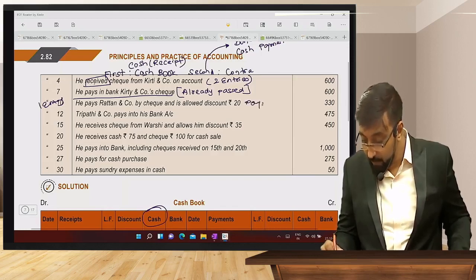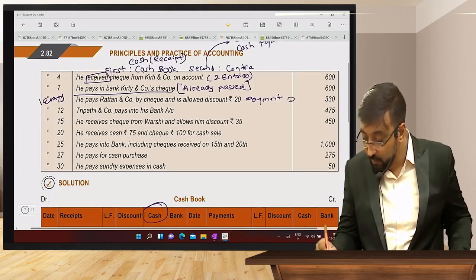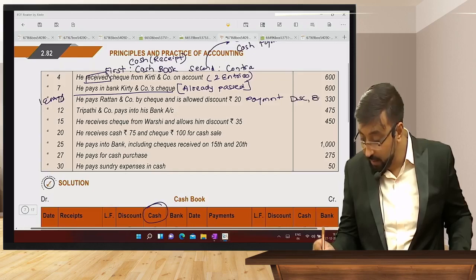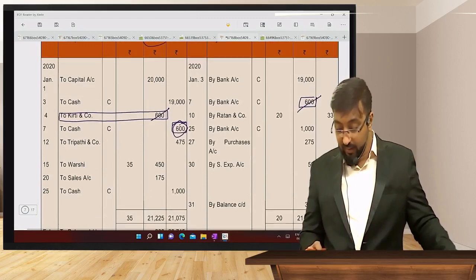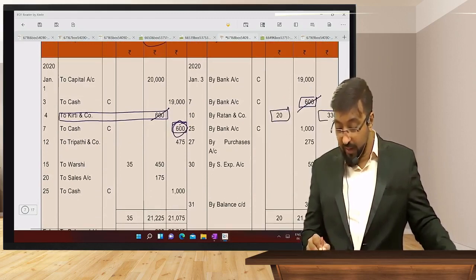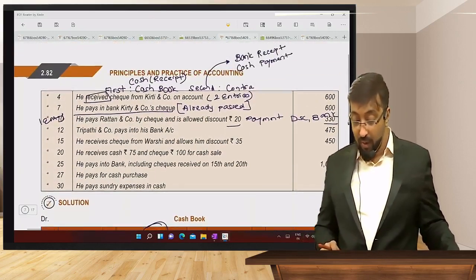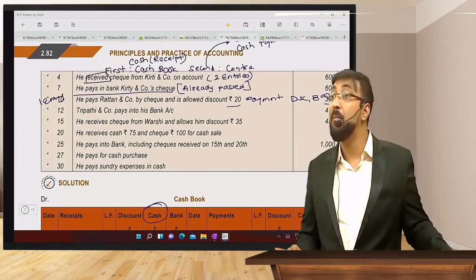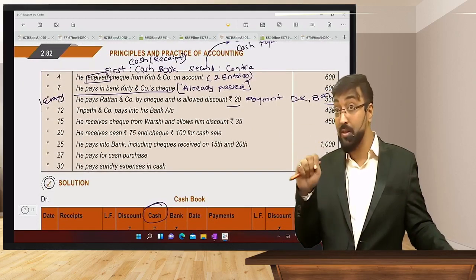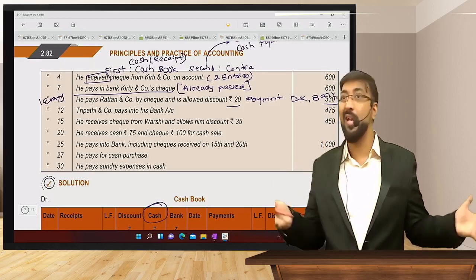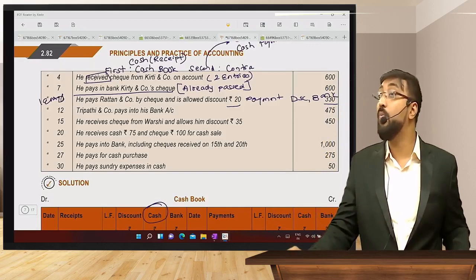Payment side, which column? Discount and bank column. So 330, 20. You can check 20 and 330 on the payment side. Whenever payments are there, how many entries? One entry. And receipts, two entries. I am telling about only check received. Cash received, only one entry. But whenever you are receiving any check, how many entries will you pass?